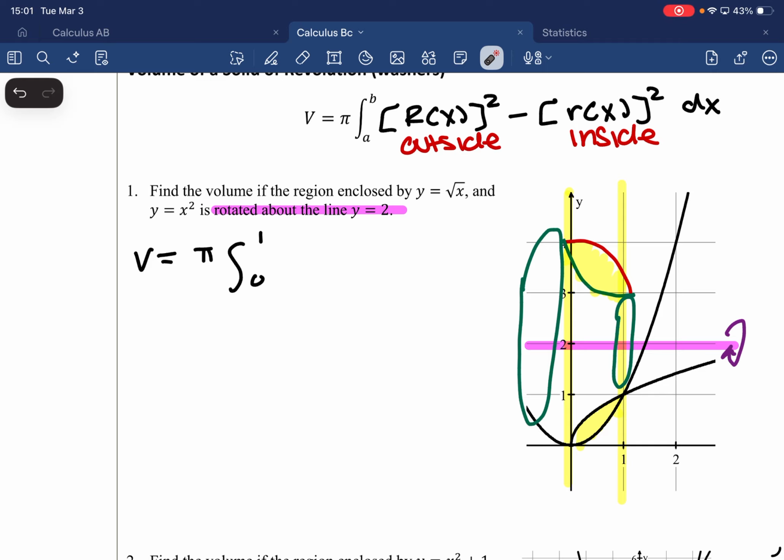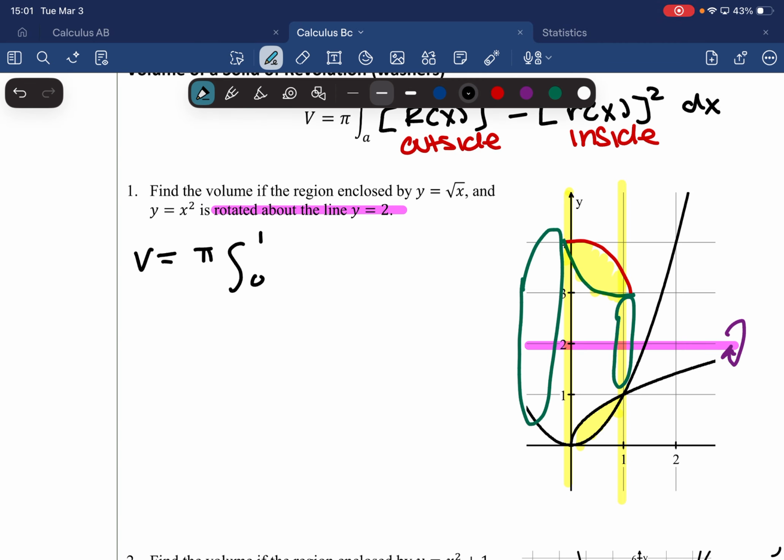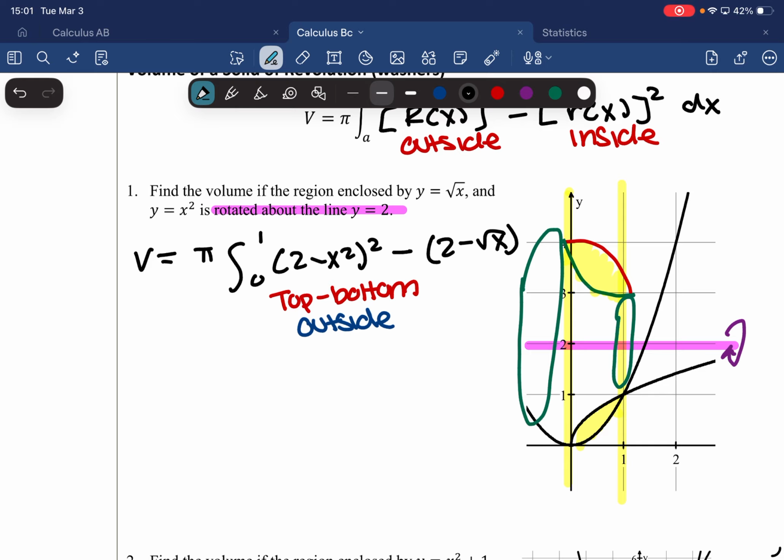Okay, so the quadratic. When I write this, it's going to be 2 minus x squared, squared. Again, this is top minus bottom and outside. Then I'm going to subtract and still do top minus bottom again, but I'm looking at the inside function, which is going to be what? 2 minus the square root of x, and then squared, and then dx. So this part over here is still top minus bottom, but now this is the inside one.